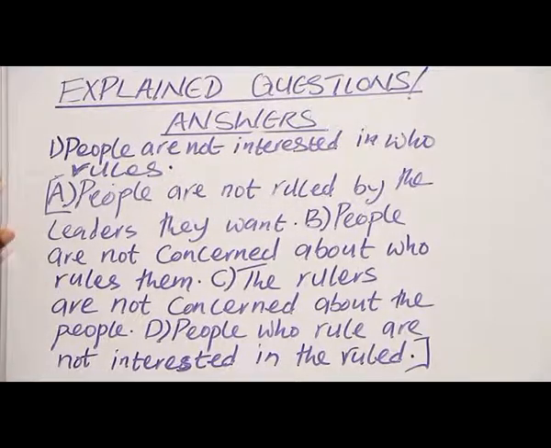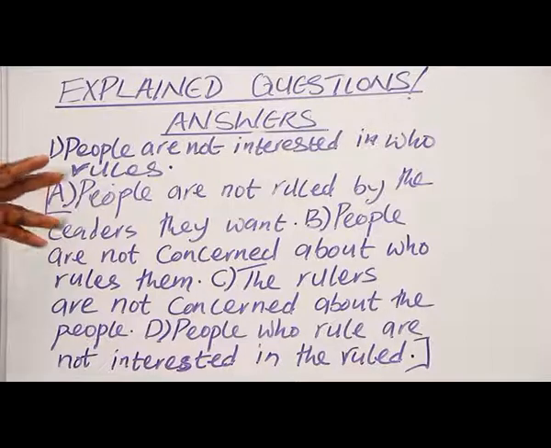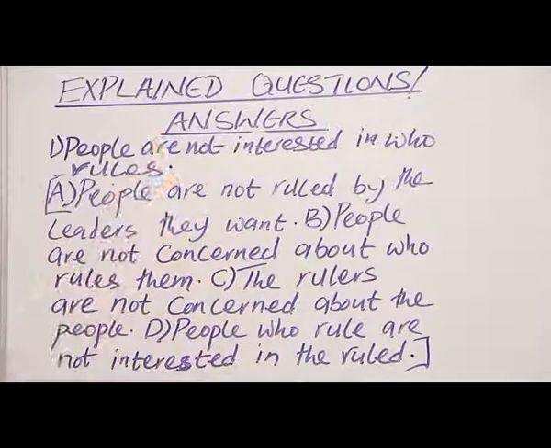First, people are not interested in who rules. Now, what are the answers? Let's start with A. People are not ruled by the leaders they want. Is that what the sentence says? The sentence says people are not interested in who rules. So whoever becomes the person to rule, they are not bothered. Now that is not captured by answer A. This option is in fact saying the opposite of what the sentence gives. The option says the leaders they want, which means they are interested, and the sentence is telling us they are not interested. So we can eliminate A.